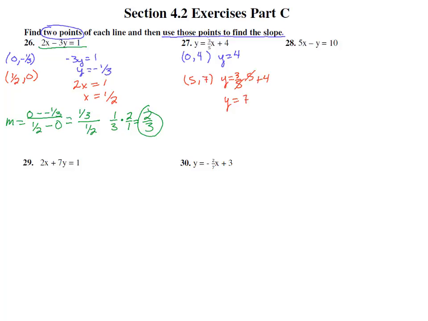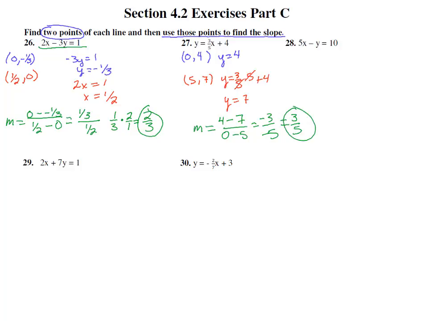All right, let's do the slope here. The slope is y minus y, 4 minus 7, over x minus x, 0 minus 5. So we get 4 minus 7 is a negative 3 over a negative 5, which, with a negative on the top and a negative on the bottom, equals a positive 3/5.